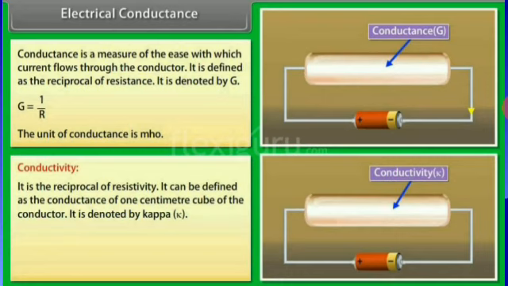There is another term, conductivity. Conductivity is the reciprocal of resistivity and it is denoted by the symbol kappa. It is defined as the conductance of 1 centimeter cube of the conductor.